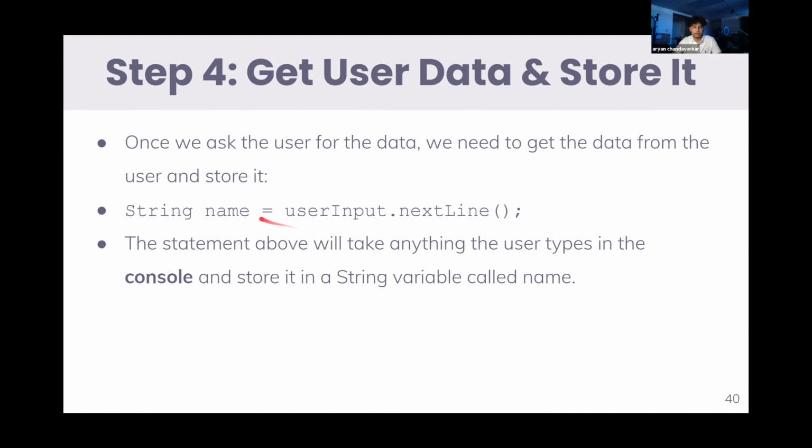and we can name it whatever we want. And then it equals userInput.nextLine(), open parentheses, close parentheses. We don't put anything in here because this just means that this is a function, and this function is stored in the Scanner class that we've imported into our program. So the statement above is going to take anything that the user types in the console and then store it in a string called name.